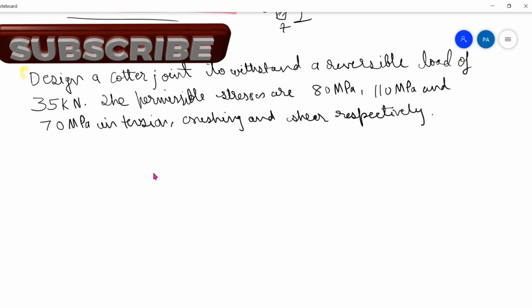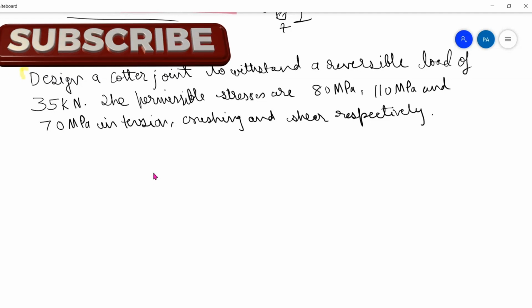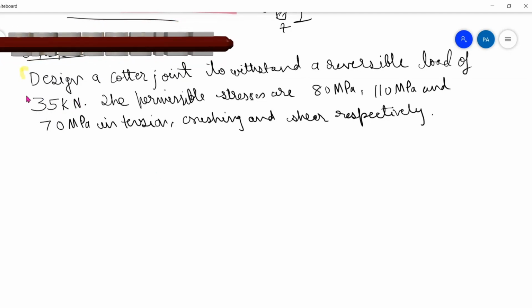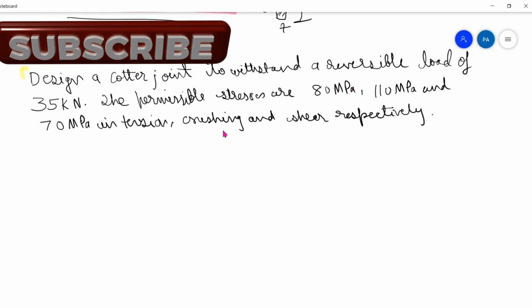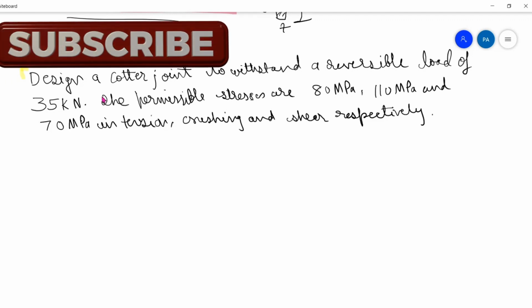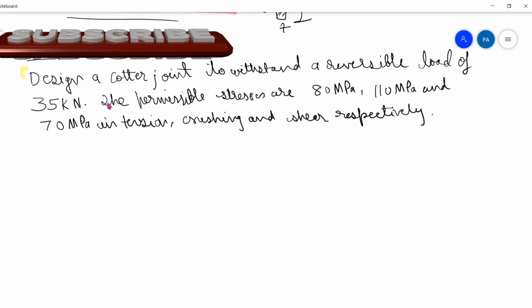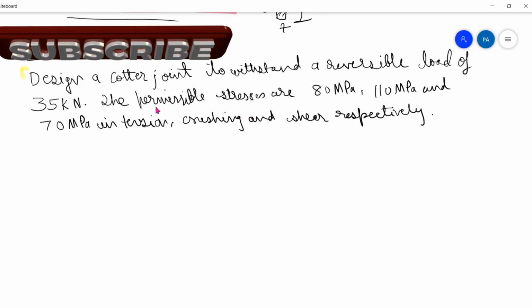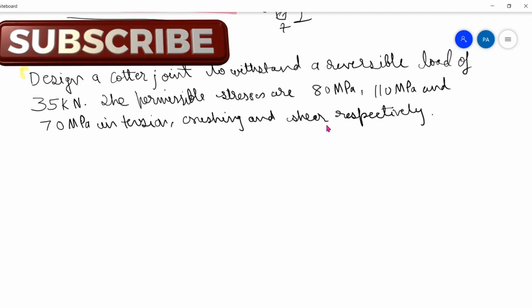Now, as we have seen in the design procedure, whenever we design anything, we first need to know for what load we are going to design. So here we are going to design it for 35 kilonewton, that is given to us. Now, these values of stresses are directly given in this question, but then this is the first question. Just to understand how to solve the numericals, I have taken these values of stresses. Hereafter, these values of stresses will not be taken. We will select the material and then we will find the values of stresses from the design data book.